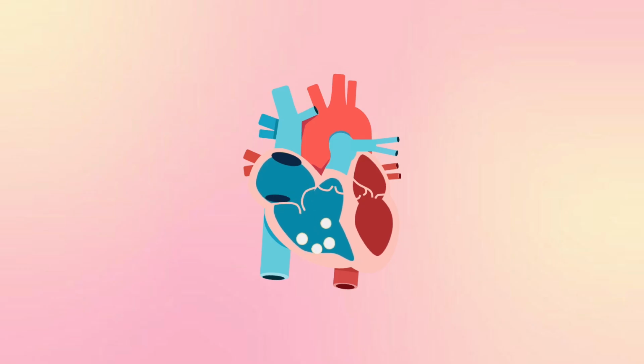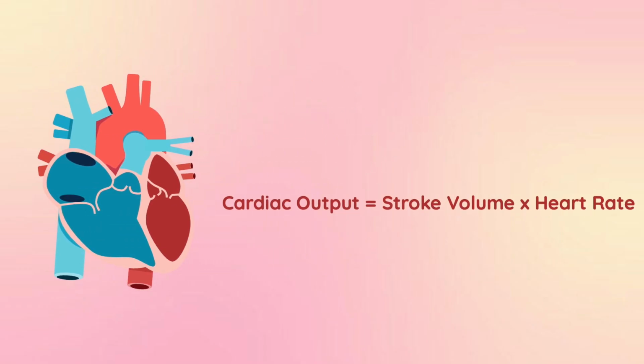Cardiac output is the amount of blood the heart pumps per minute and is calculated by multiplying stroke volume, the amount of blood ejected with each beat, by heart rate, the number of beats per minute. At rest, cardiac output is typically around 5 to 6 liters per minute.